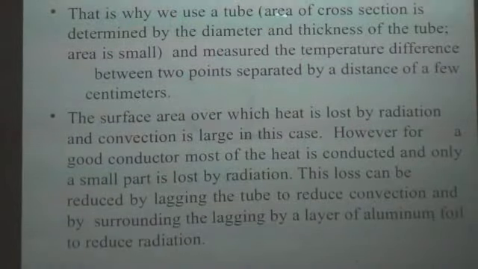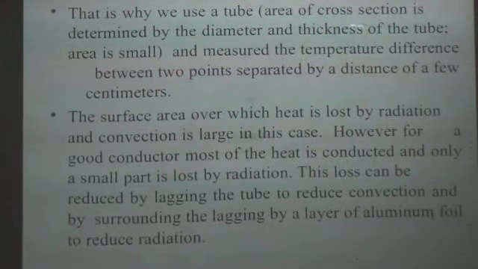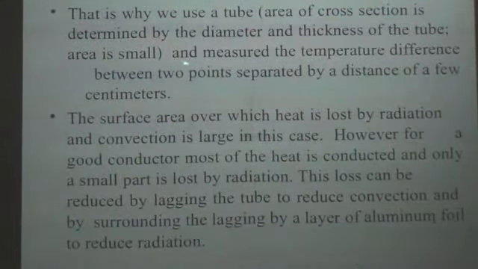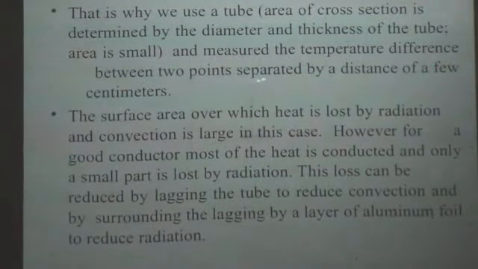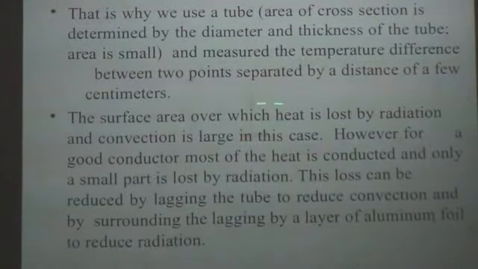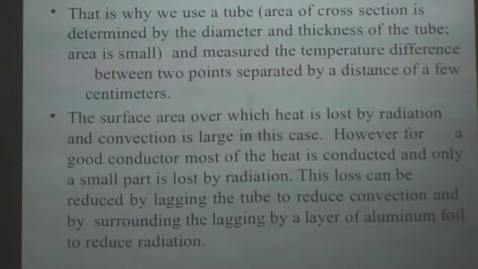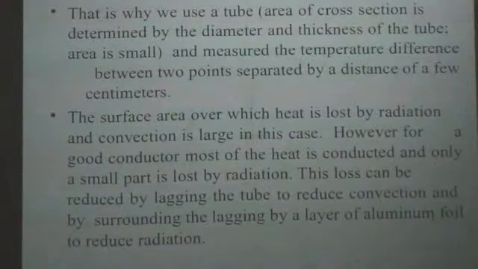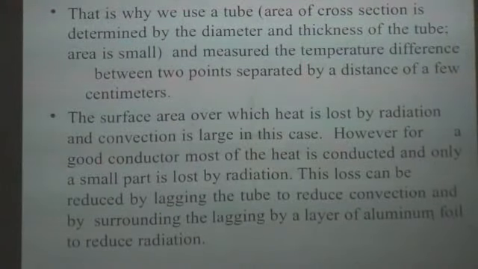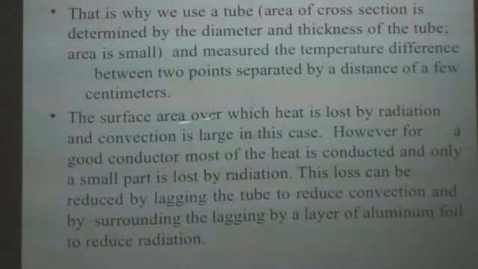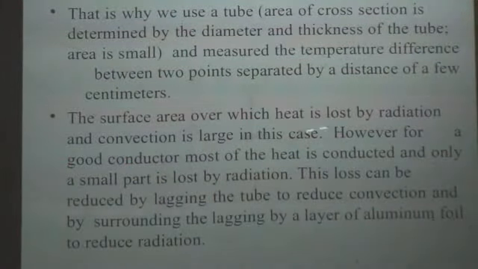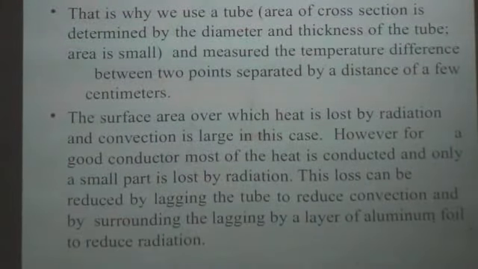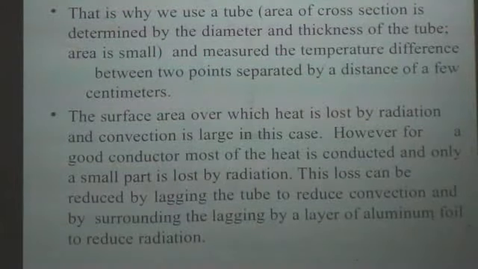A tube's area of cross section is determined by the diameter and the thickness of the tube, which is small, and we measure the temperature difference between two points separated by a distance of a few centimeters. The value of D is large, the area is small. That is why we are using a hollow tube. The surface area over which the heat is lost by radiation and convection is large, because the entire area is available for the heat to get lost.